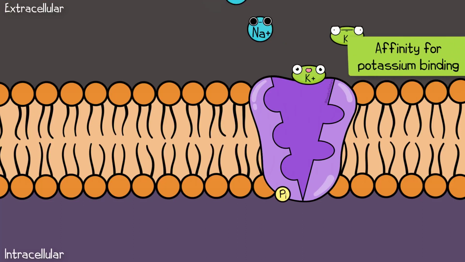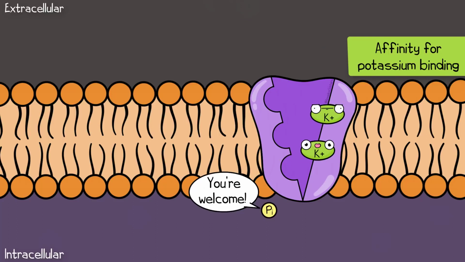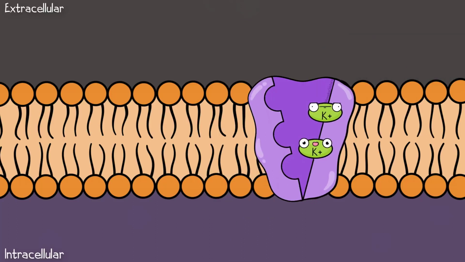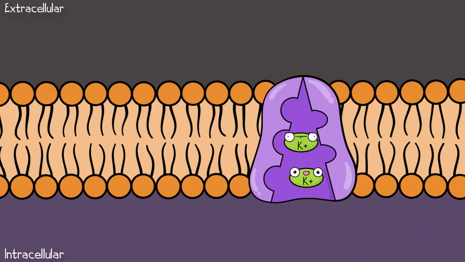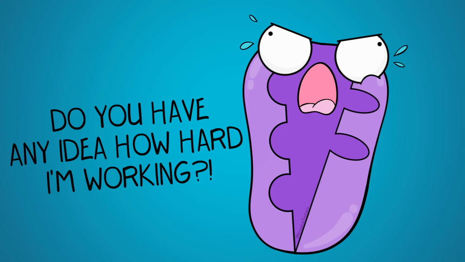It has 2 binding sites for potassium ions. 2 potassium ions bind. After the potassium ions bind, the phosphate group is released from the protein. The sodium-potassium pump reverts back to its original position, so it will open once again to the intracellular side. The potassium is dropped off inside the cell, and once again, there's room now for 3 sodium ions. The cycle repeats. We should mention that this pump is moving sodium and potassium against their concentration gradient.